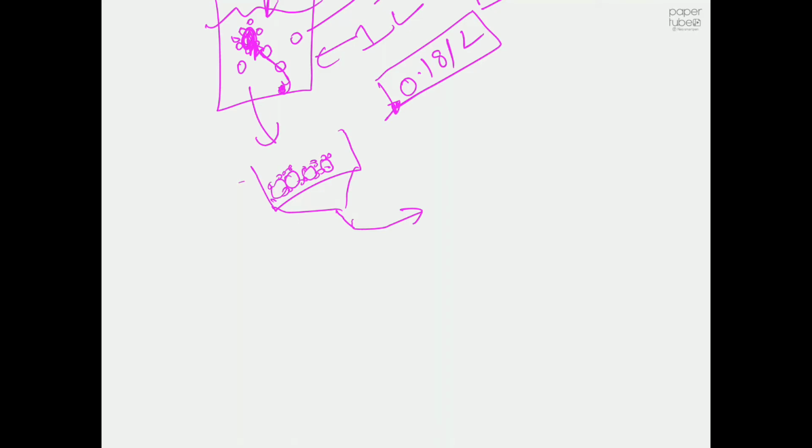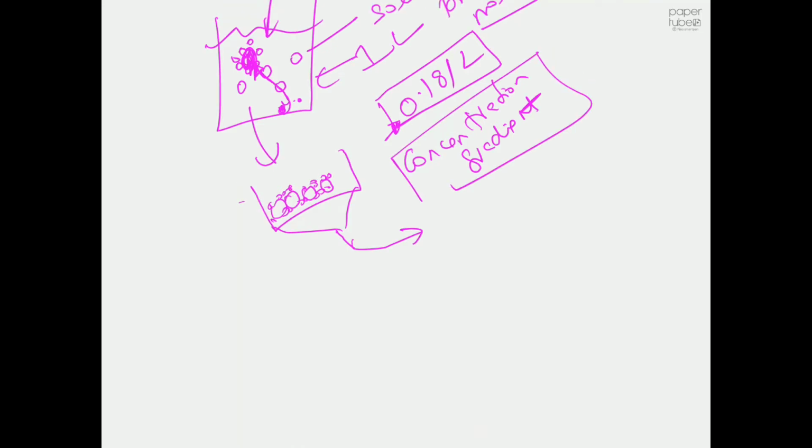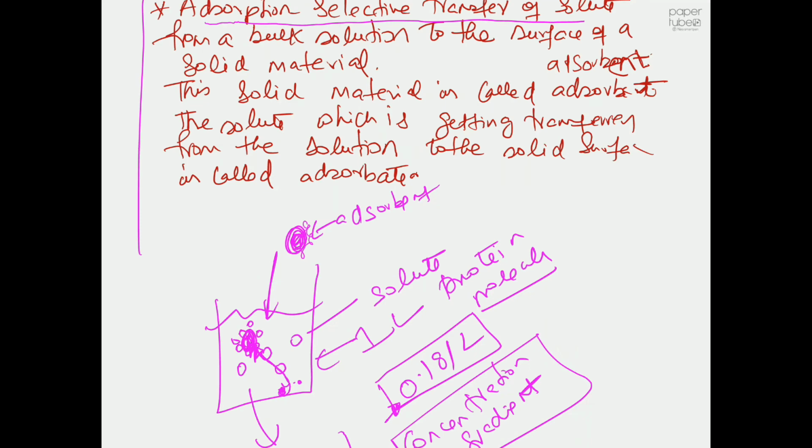So why is this happening? Why are your solute molecules moving from the solution side to the adsorbent side? That's because we have a concentration gradient. That's the only driving force that you need. In your solution you have 0.1 grams per liter, while your adsorbent contains 0 grams per liter. So there is a concentration difference of 0.1 grams per liter. So naturally your molecules will move from the higher concentration zone to the lower concentration zone. That's how the physics works in this world.